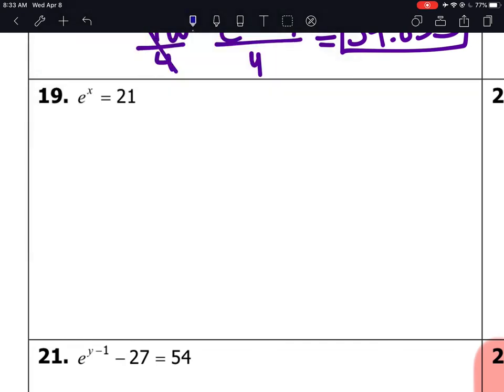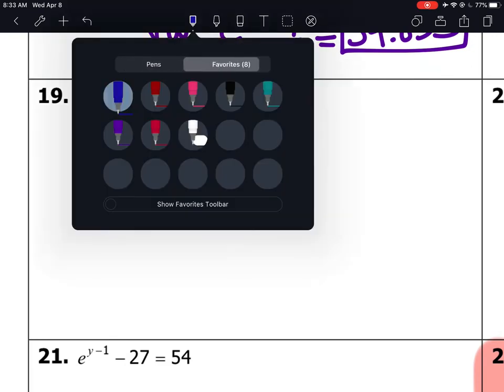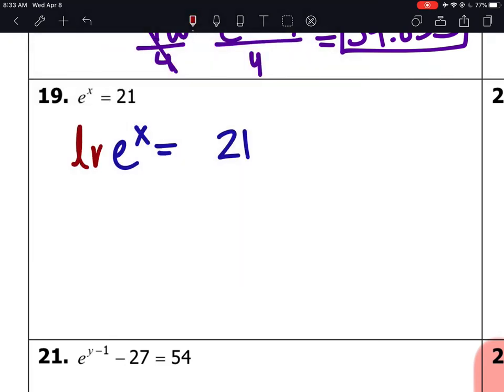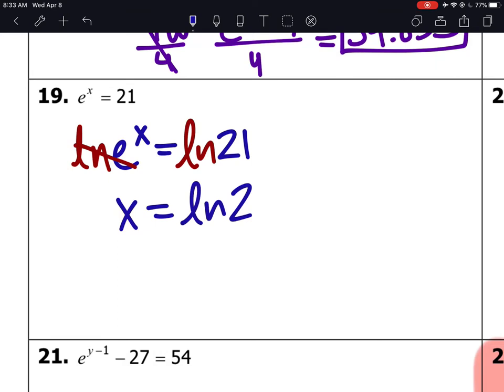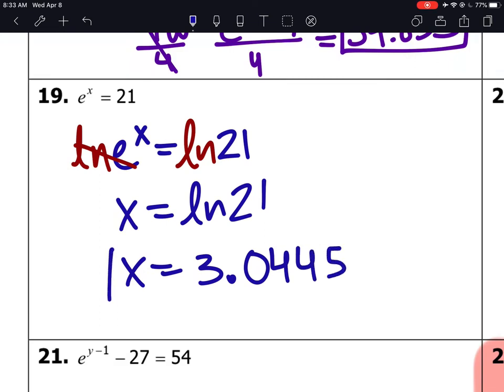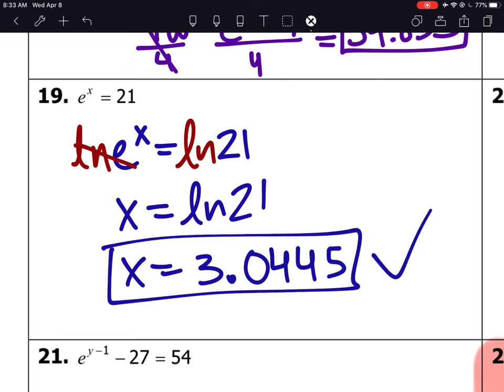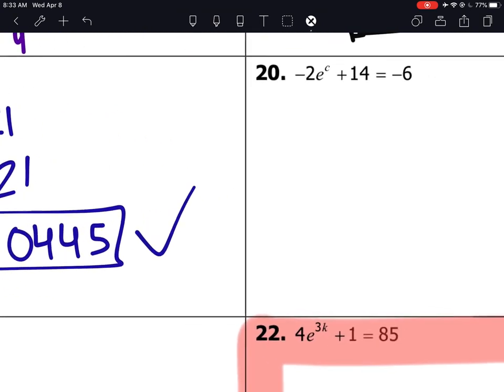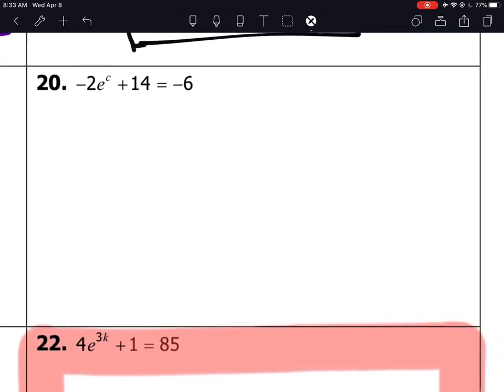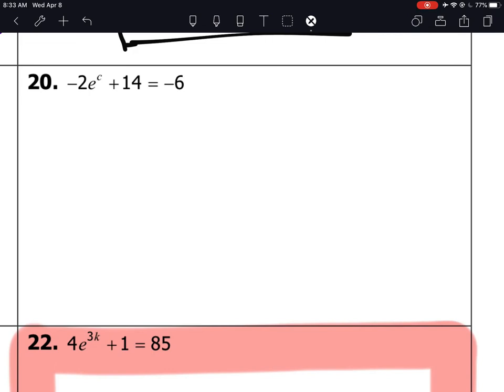Okay, so now number 19. Number 19 looks difficult, but it's actually pretty easy. E to the x equals 21. Remember, the opposite of e to the x is natural log, so you would take the natural log of both sides. X would be by itself, so you only have ln of 21 to actually evaluate. And if you evaluate it, you get 3.0445. Make sure to always double check your work, but I did already.